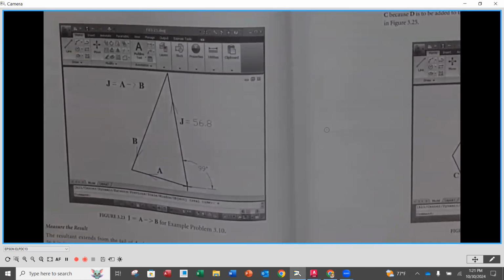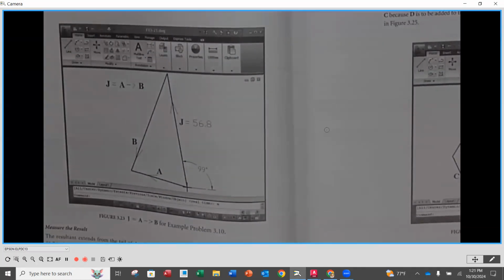Okay, any questions on the process though? Does it make sense? Okay, let's do another vector subtraction, and that'll be our last example for the day, which will get you started on the homework, okay?